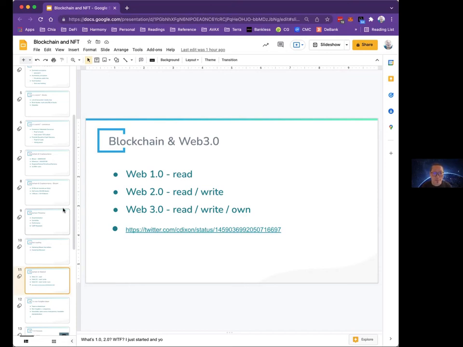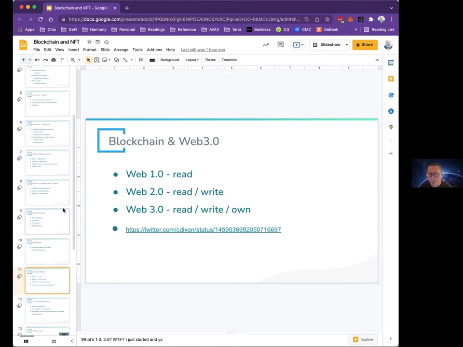Okay, I forgot to mention this: the Web 3.0 concept was initially started by a famous investor in Silicon Valley called Chris Dixon. So I linked his Twitter over here. He started this concept. So Web 3.0, in addition to read and write from the user, has the ownership concept called out. So why is ownership important?